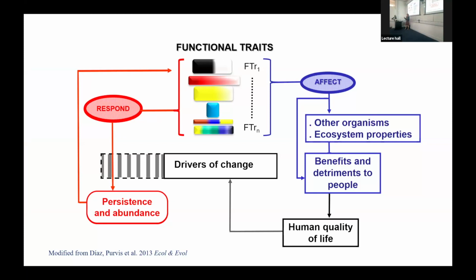The functional trait research program can be brutally summarized by this diagram. Functional traits, here represented by these colorful bits, determine an organism's responses to the environment and therefore its fitness. And functional traits also determine the organism's effects on ecosystem properties and the benefits and detriments people get from them.